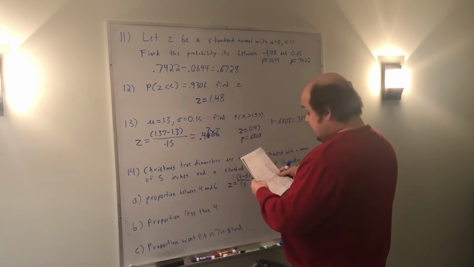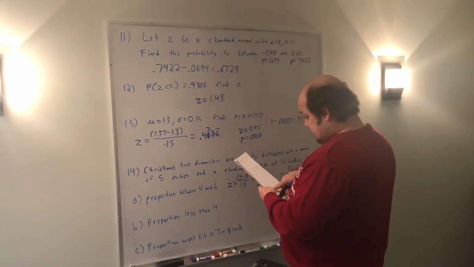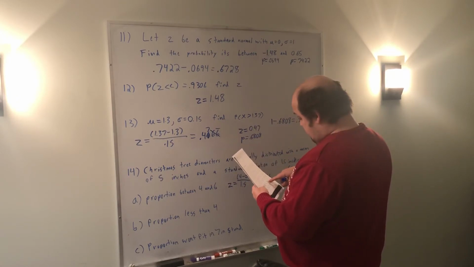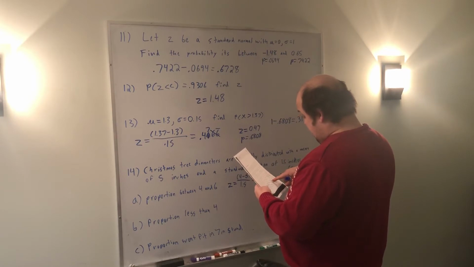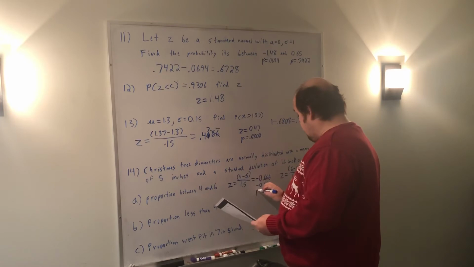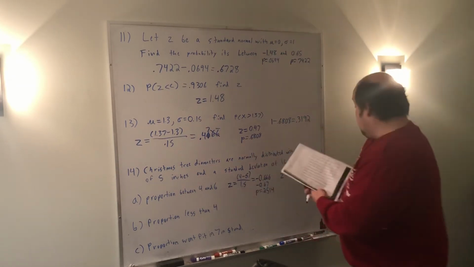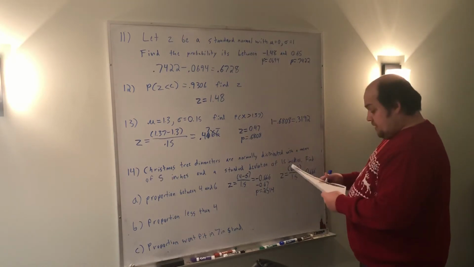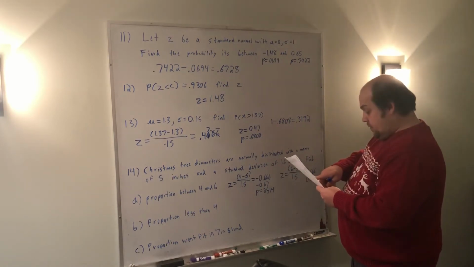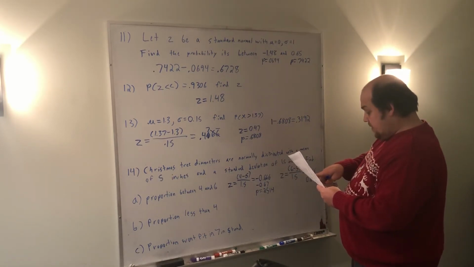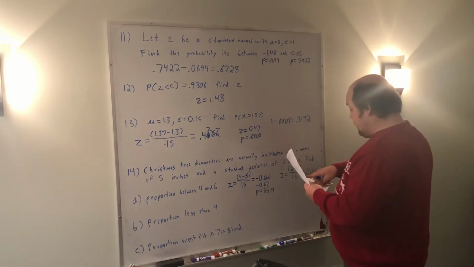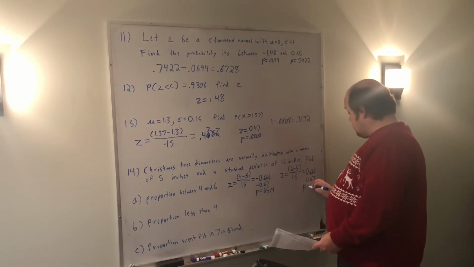On the negative side, negative 0.67 points me to a p-value of 0.2514. P equals 0.2514. When I look up the table value for 0.67, 0.6 over to the column marked 7, that gives me a p-value of 0.7486.